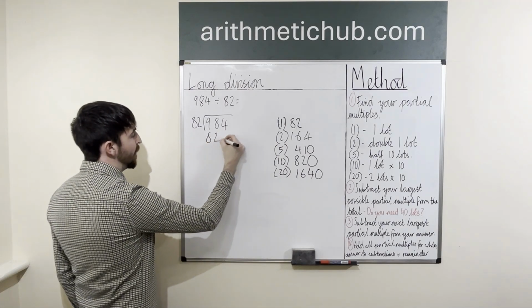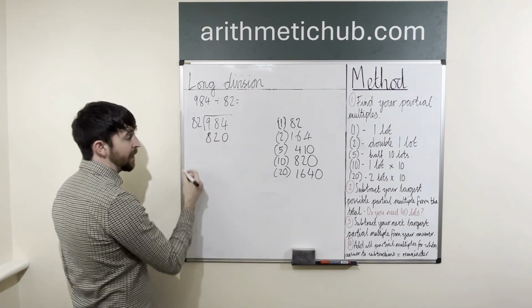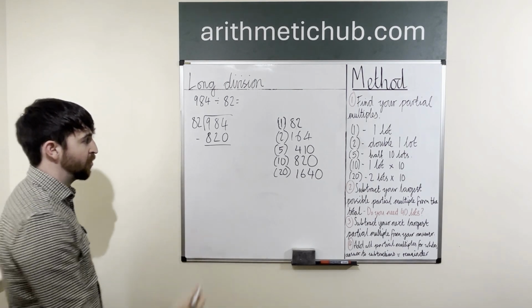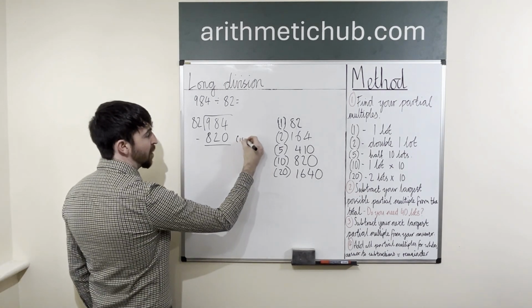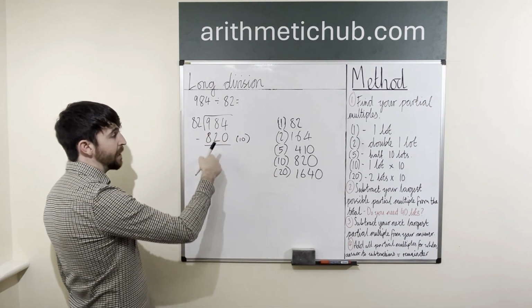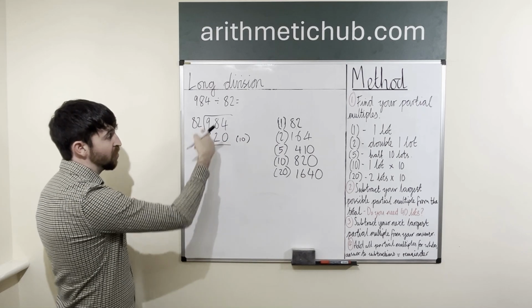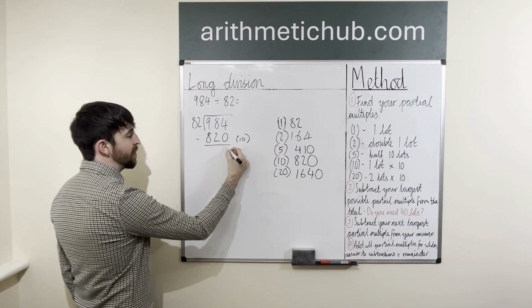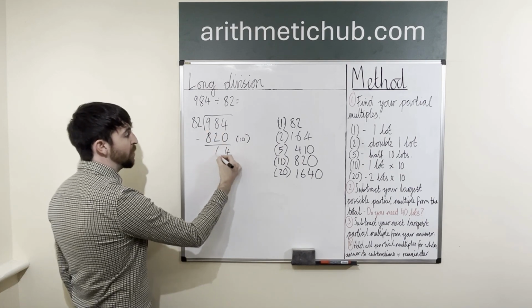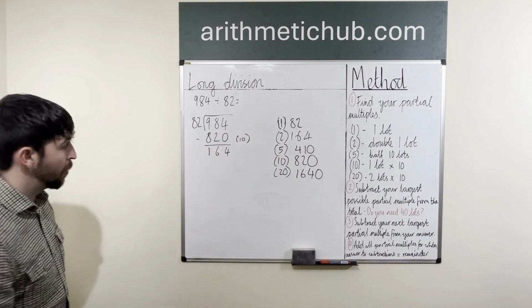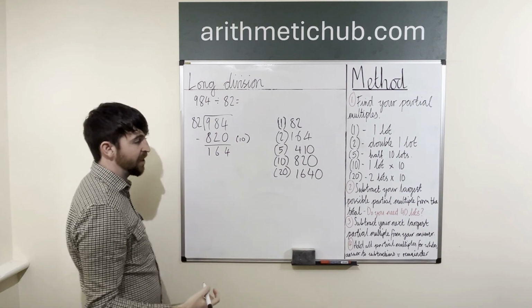So I'm going to write 820 in underneath over here, and I'm going to subtract that as a column subtraction. It was 10 lots, so I'm just going to write this at the side, out of the way. Now I'm taking 820 away from 984. 4 take away 0 is 4, 8 take away 2 is 6, 9 take away 8 is 1. Okay? So now I've got 164.